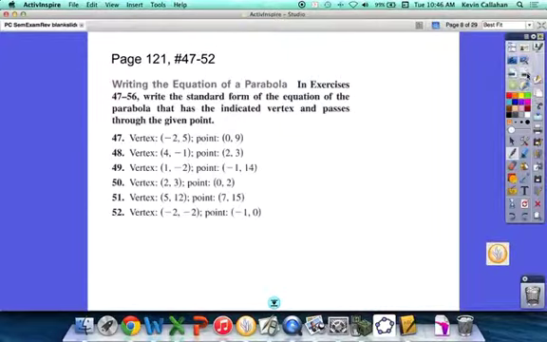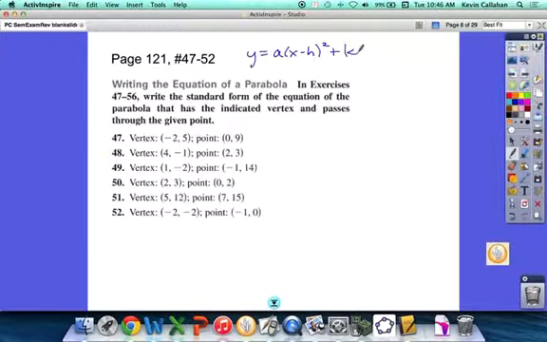Plug it into what? I mean, that's the thing. You're going to have to know the standard form for a quadratic or parabola, right? That is y equals a times x minus h squared plus k. So yeah, you have to plug into that. Okay, what do I plug in?